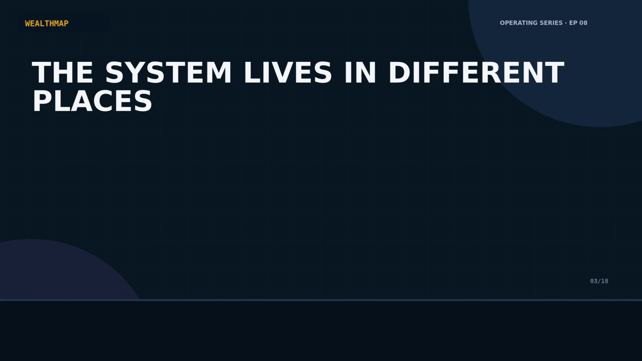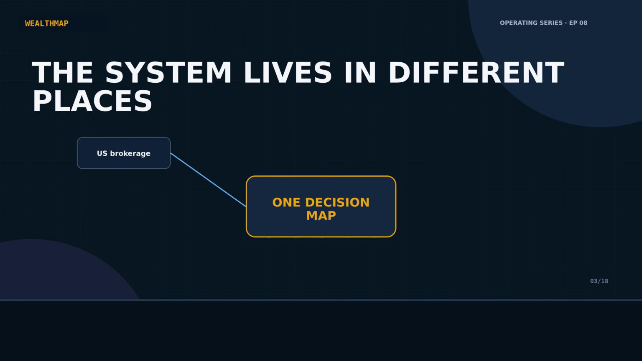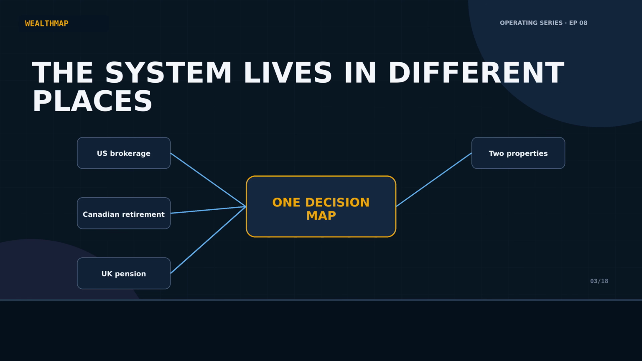Picture a cross-border executive. One brokerage sits in the United States. Retirement money sits in Canada and the United Kingdom. Property, private equity, debt, and cash live elsewhere. None of those accounts is wrong. The missing object is one decision map.